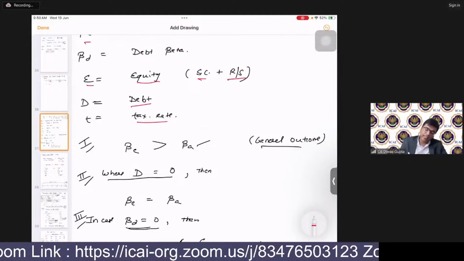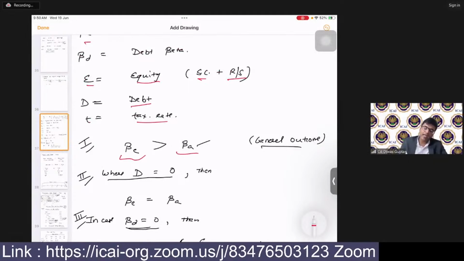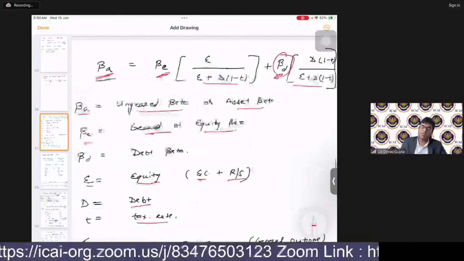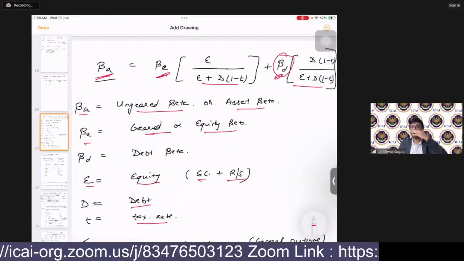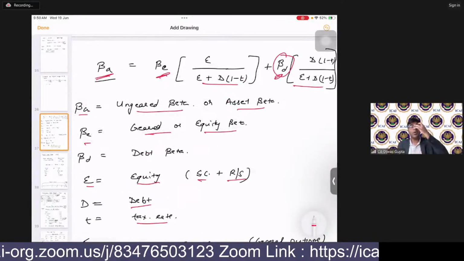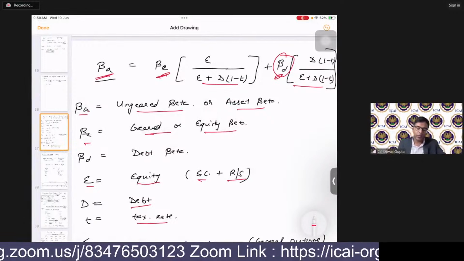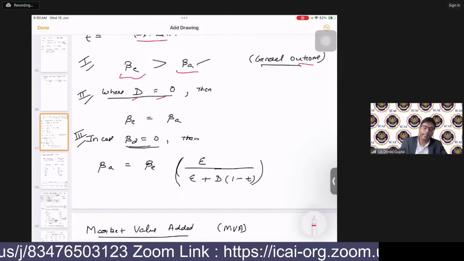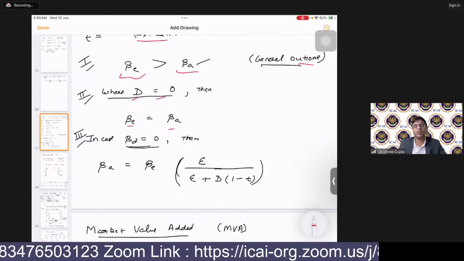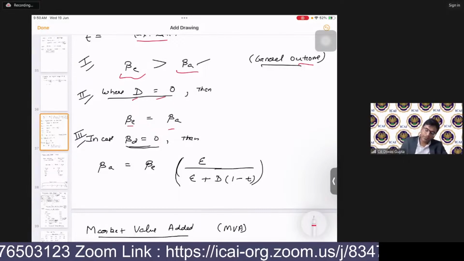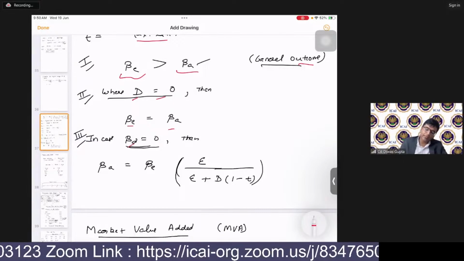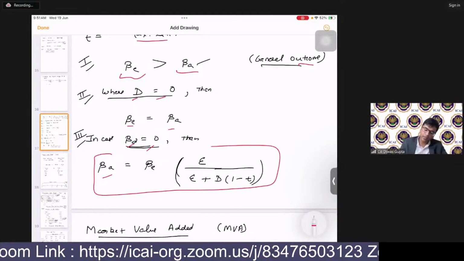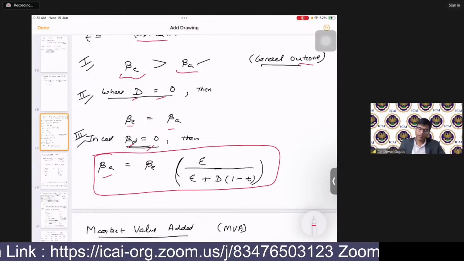So in a way, we can say that equity beta is always higher than the asset beta. This is the general outcome. Reason being, debt beta is very low. So this will drive your asset beta lower than equity beta. When D becomes 0, then asset beta becomes the equity beta. If debt beta becomes 0, then the asset beta equation will be reduced to this much, students.